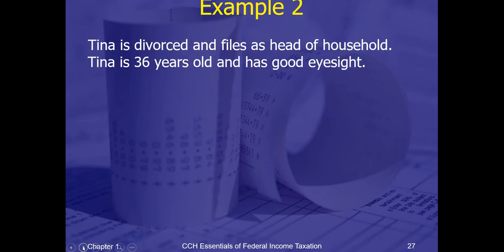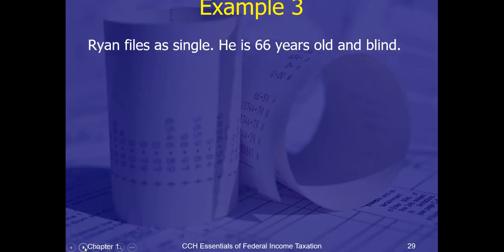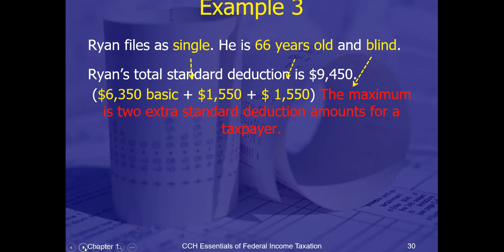Divorce, so they have to be single. So they have a head of household, they must have a child or some other dependent. Okay, they're not old and they have good eyesight, so standard deduction is head of household amount. Single and blind and over 65, so they start with $6,350 for being single, and then 2, that's the maximum they can have.